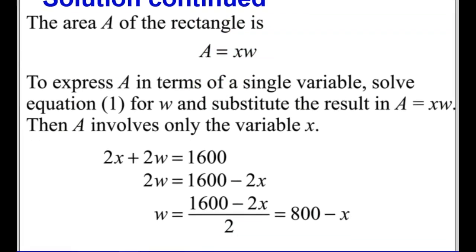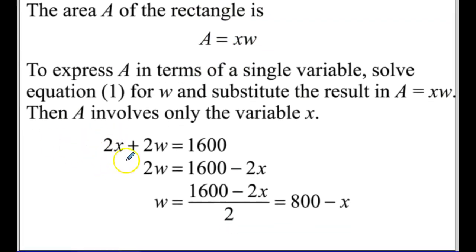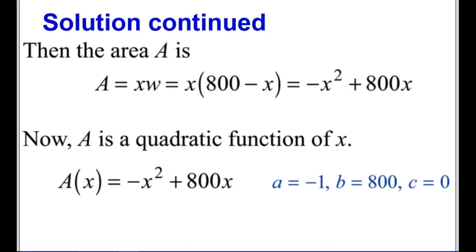So I have two different equations I can use. I'm looking at my first equation, 2x plus 2w equals 1,600. I want to solve for my w here. So I subtract my 2x from both sides, and then I divide everything by 2. When I divide both sides by 2, I can divide each term on the right side. So I end up with w equals 800 minus x. Now that I have that, I substitute that into my area formula where I have this w. So now I have x times the quantity 800 minus x, and when I distribute this, I end up with negative x squared plus 800x. So this is my quadratic function.